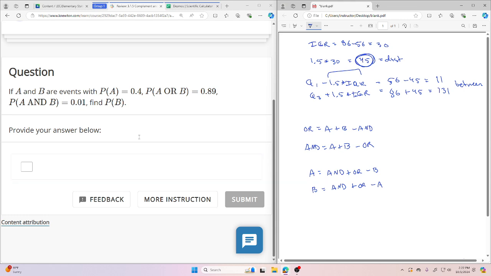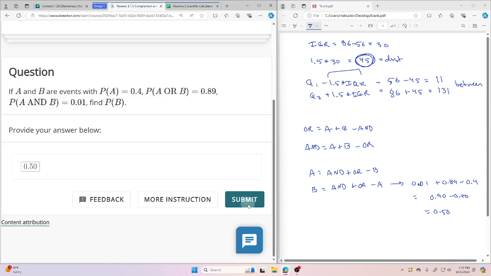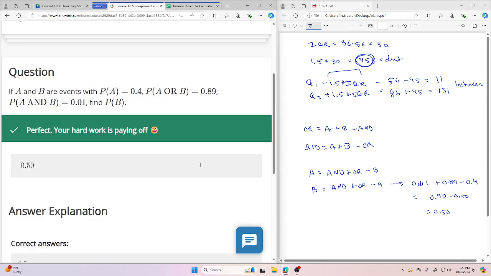And we can find that right now. We can just test it right now. So B is what we want. And so then I have and is 0.01. My or is the 0.89, and I'm subtracting the 0.4 from it. So basically, I think I got like 90 minus 40 is 50. Let's check it out. Cool. Yep.